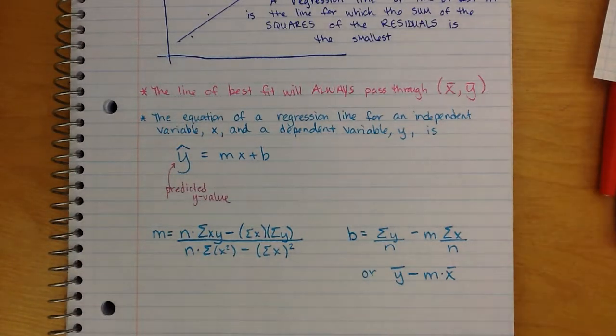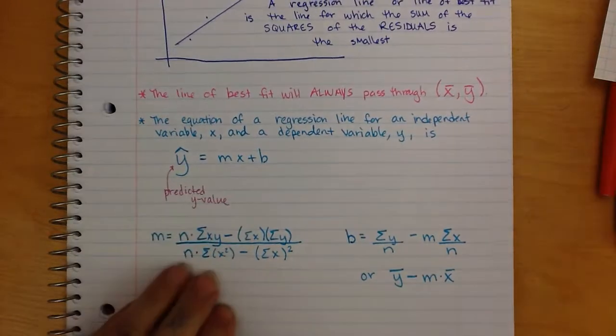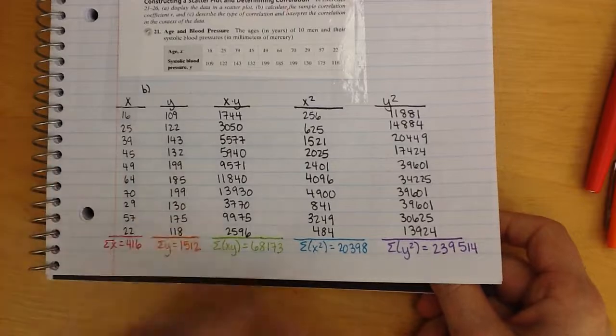So what we're going to do instead of starting a new problem is we're going to finish the example from 9.1. We're going to find the equation there. So I still have this scatter plot, and if I flip back a couple pages, I still have my table. Hopefully you've still got your table, because we're going to need these numbers.